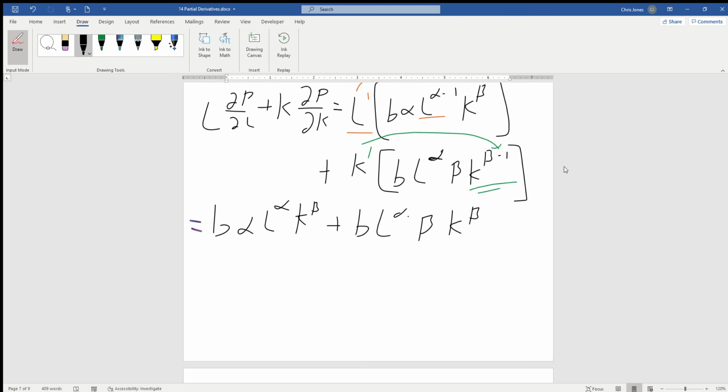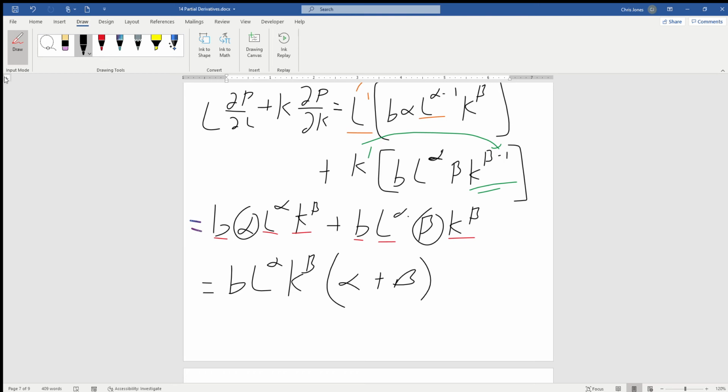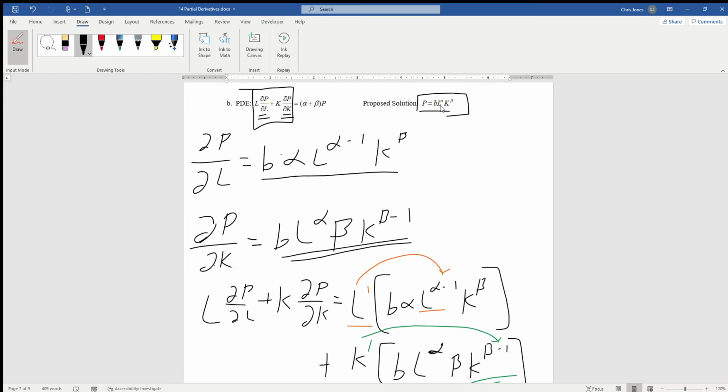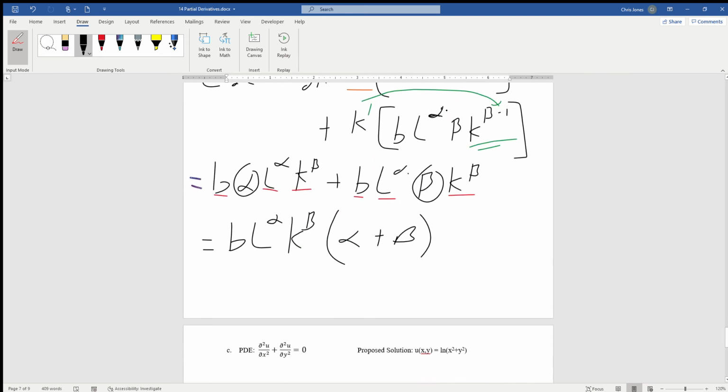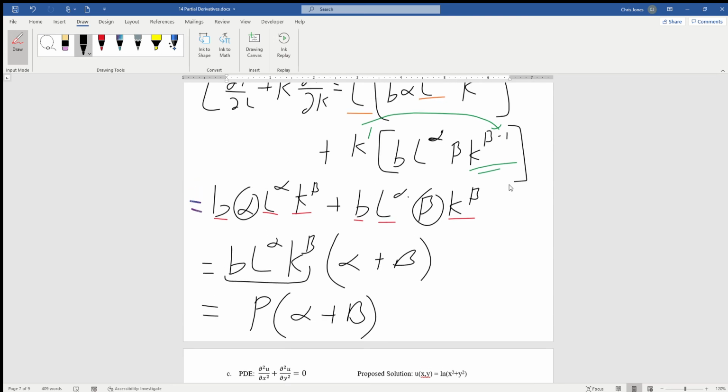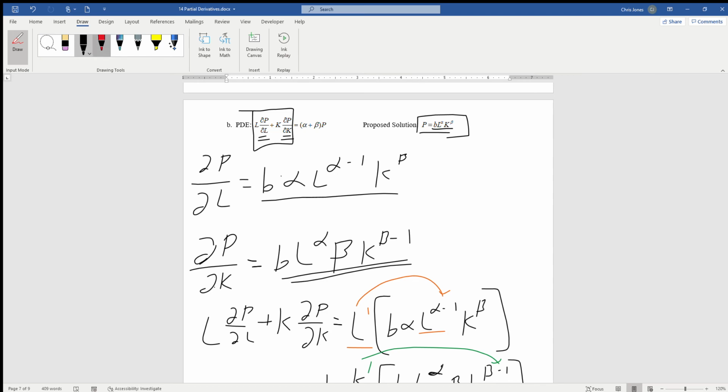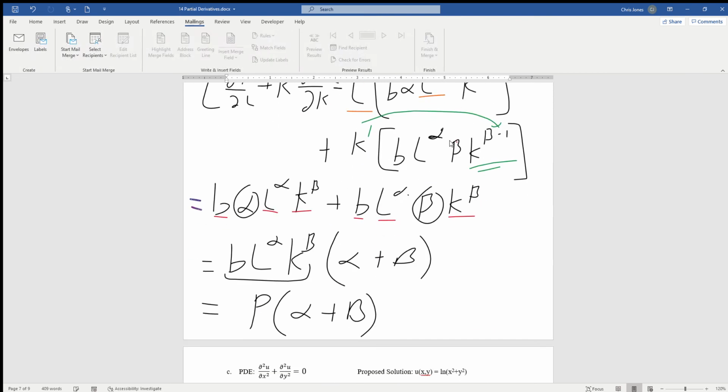And I want you to notice also that there are a lot of common factors going on here. Notice that what's common between those is L to the alpha, k to the beta, b. And so we can factor those out. And if we do that, we're going to get b L to the alpha k to the beta. And what's going to be left over? Alpha plus beta. And then finally, what is b L to the alpha k to the beta? It is p. So we can rewrite that as, this whole thing is just p times alpha plus beta. And we're hoping that that's the solution that we're looking for. And if you notice, we have right here alpha plus beta times p. And so that verifies that indeed this is the solution to the differential.